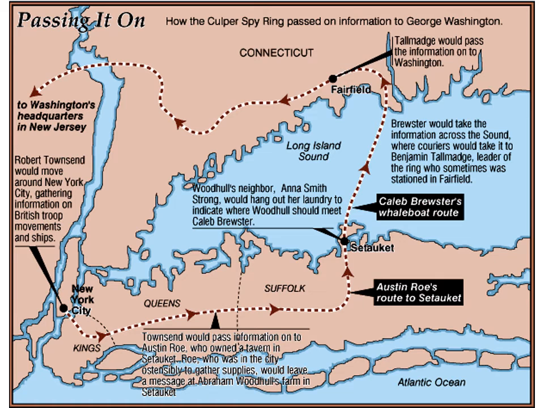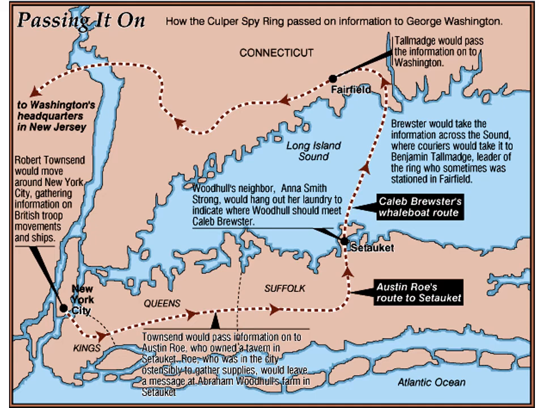So this map tracks the movement of this information. As you see over in New York City, Robert Townsend would move around New York, gathering information on British troop movements and ships. He would pass that information on to Austin Rowe, who owned a tavern in Setauket. Rowe would go to the city to gather supplies and collect these messages. Give that information to Caleb Brewster, who would take it across the Sound, where Talmadge would collect it in Connecticut and pass it along to George Washington.